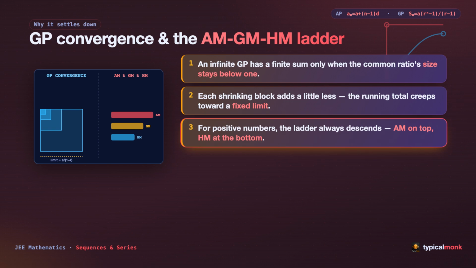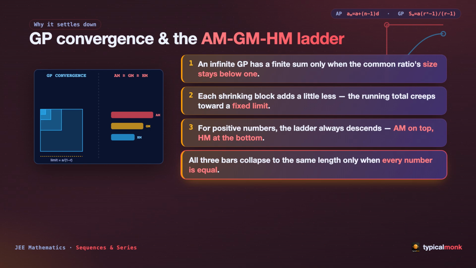Third, for positive numbers, the arithmetic mean sits on top, the geometric mean sits in the middle, and the harmonic mean sits at the bottom. The ladder never flips. And fourth, all 3 bars shrink to the exact same length only when every number in the list is equal. That is the one case where the ladder collapses flat. The test for convergence is this one line. If the ratio size is at least 1, stop. There is no sum to infinity.